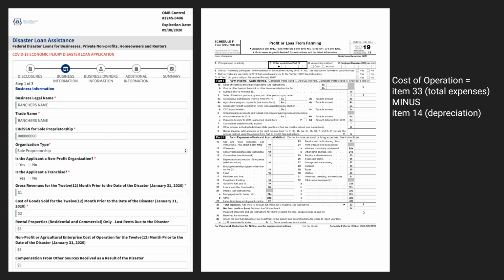Compensation from other sources received as a result of the disaster would be if you as an ag operator have applied and qualified for the Payroll Protection Plan or any other sort of disaster assistance. Keep in mind on the disaster loan assistance screenshot on the left-hand side of this page, only those line items that have a red star next to them are required. The others are considered optional through this phase of the application process.